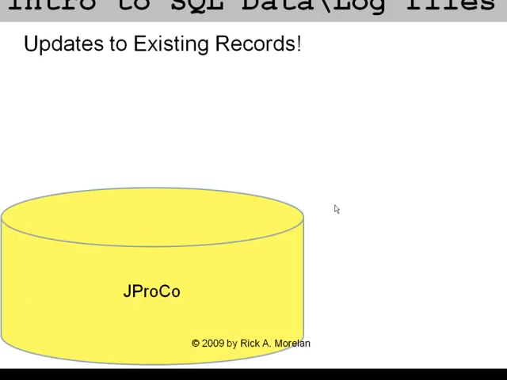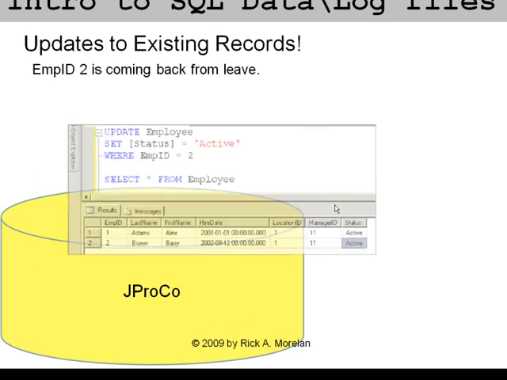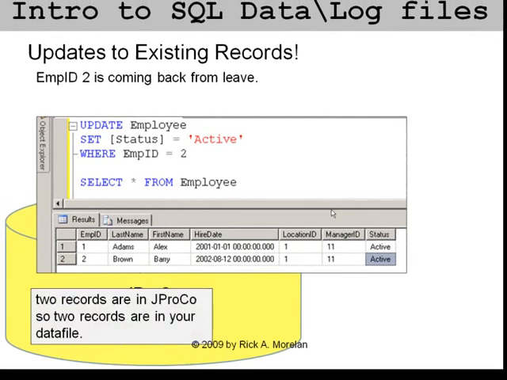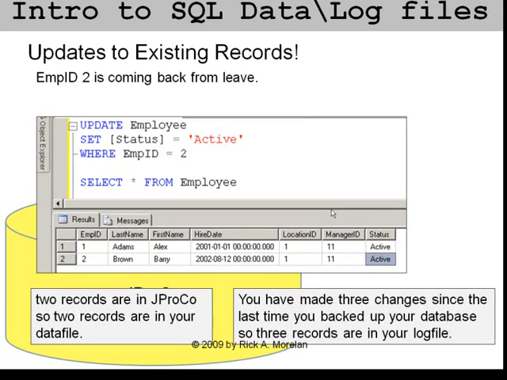Now, how about updating an existing record? Employee 2 is coming back from leave. So we're going to change the status to active where it used to be leave. Well, there's still only 2 records in your data file, but now there's 3 records in your log file because 3 changes have been made since the last time you backed up this database.